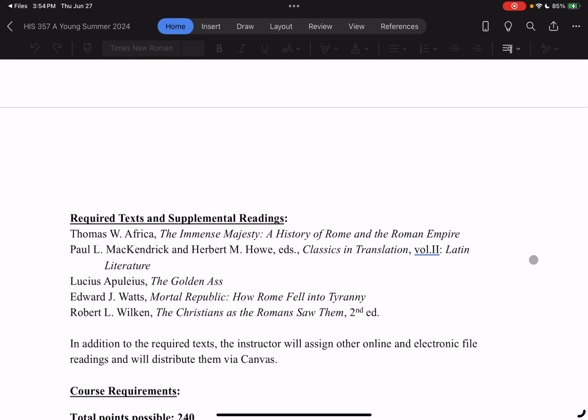There are 5 books that you need to obtain for this course. There's a textbook by Thomas W. Africa called The Immense Majesty. This one it's more than 30 years old, I'm afraid, and some parts of it are a little bit dated. He uses words that might even, on a couple of occasions, I just want to warn you about this, be deemed offensive to our sensibilities. Okay, but I do like this. It's a good read. It's quite well written. It's more concise than some of the kind of standard textbooks on this.